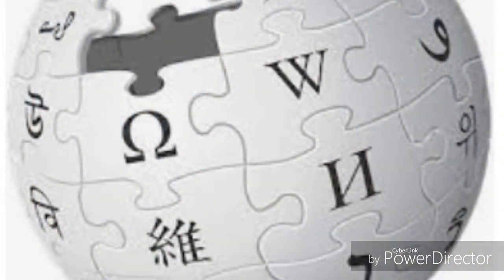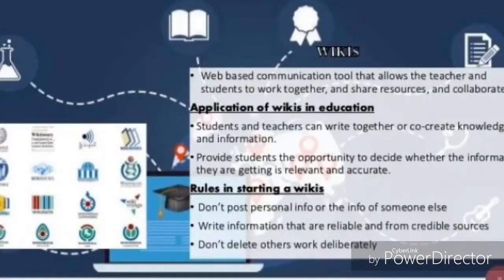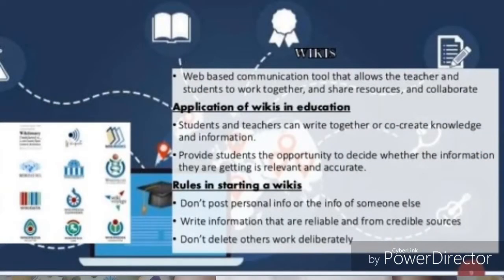The next one is wikis. Wikis are web-based communication tools that allow teachers and students to work together, share resources, lessons, and notes, and collaborate. In the application of wikis in education, students and teachers can write together or co-create knowledge and information. It provides students the opportunity to decide whether the information they are getting is relevant and accurate.